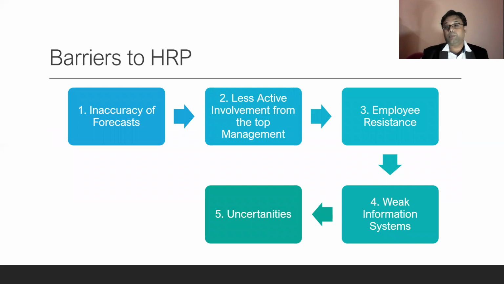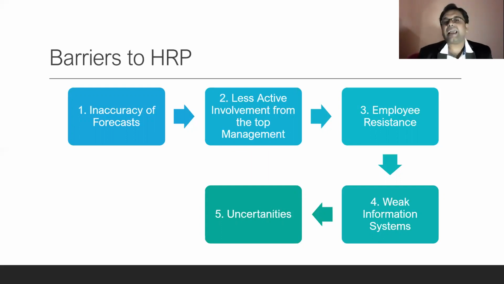Now, what are the barriers of human resource planning? I mean, what inhibits or negatively affects the human resource planning process? Number one is the inaccuracy of the forecast. I mean, the forecasting system is wrong. That you are telling that in January 2021 there is a requirement of 100 employees. Maybe that is wrong. So if that is not accurate, that will be creating a problem.